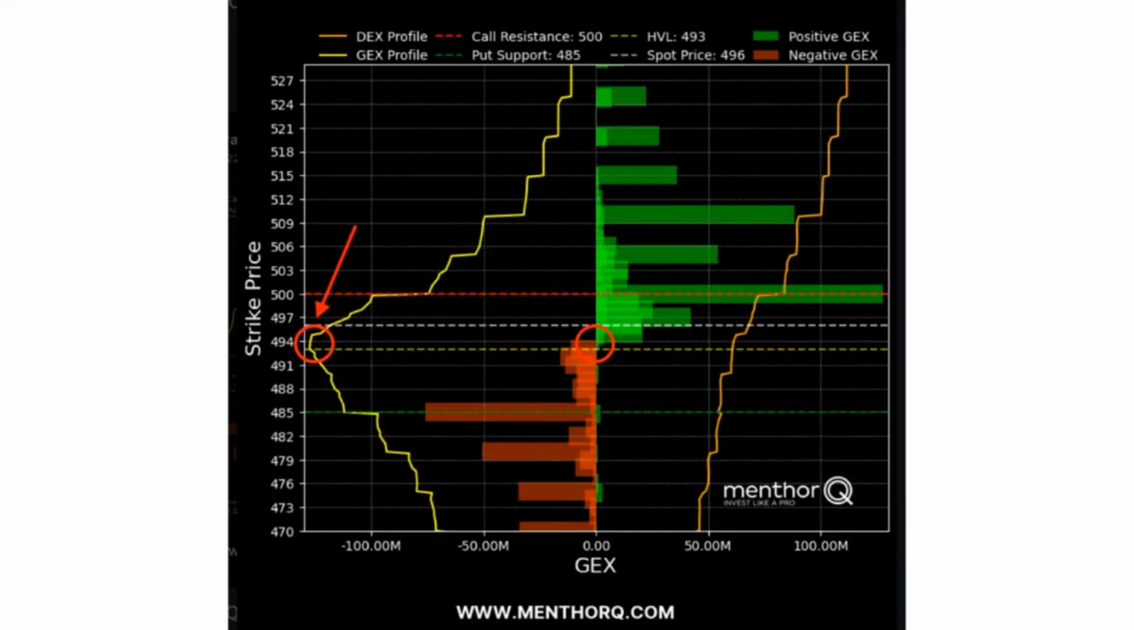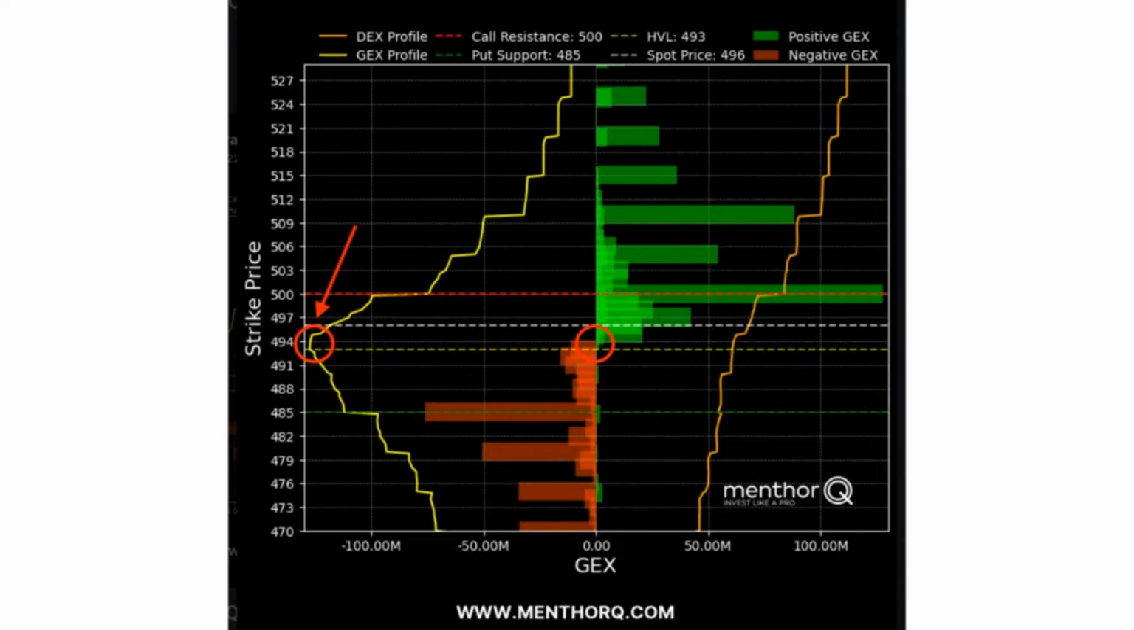So this brings us to the high vol level, and we're going to go back to this chart, which is our net gamma exposure chart, to explain how this works and how to read it. First, we want to look at the yellow curve in the center left of the screen. This is the gamma profile, which represents the gamma exposure for every strike price.